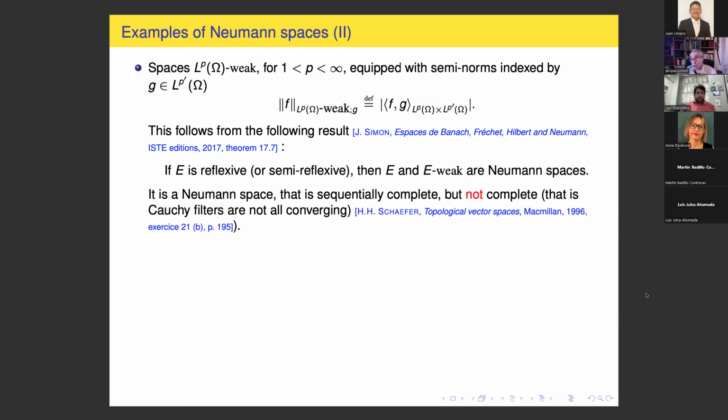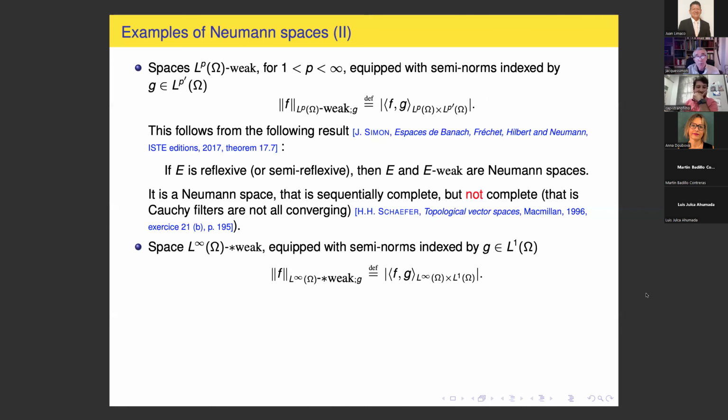And it is a general result that can be found in Schaefer, that these spaces are not complete. H1 and other spaces are not complete. They are only sequentially complete.